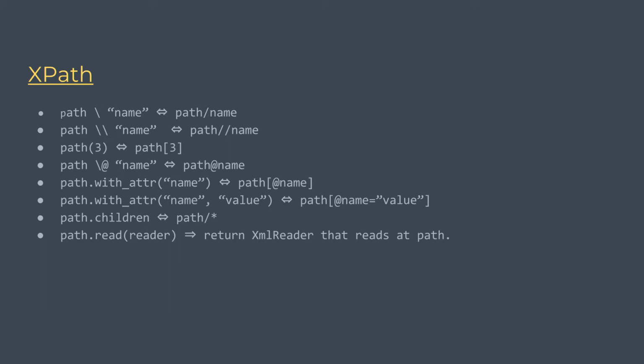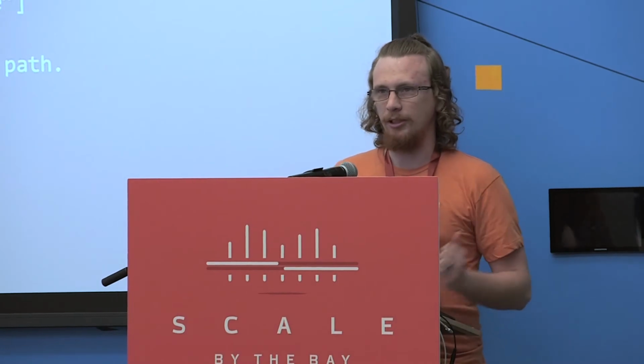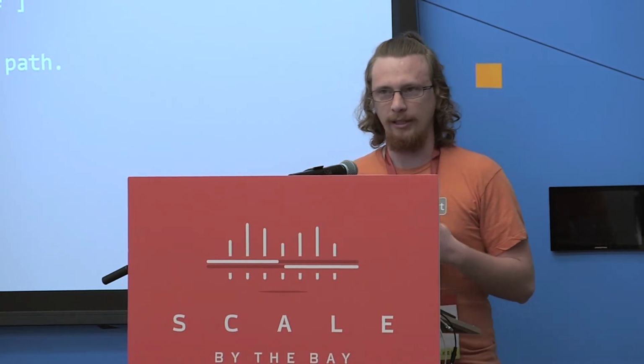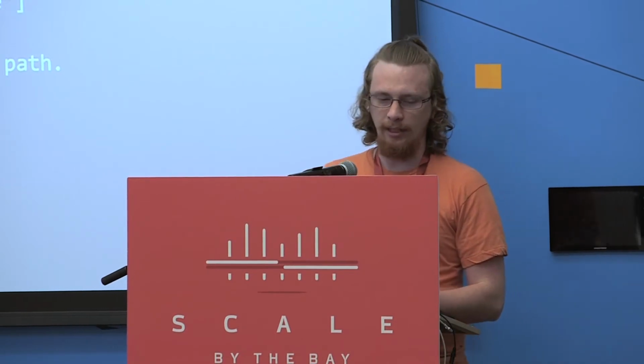With the single / you can access child elements. A double / you can access descendants. With parentheses, you can access the nth element of a list of elements. The @ operator allows you to access an attribute of an element. The with-attribute methods can be used to filter based on an attribute of an element, so either elements that contain an attribute or contain a specific value for an attribute. Children just gets a list of all of the children of an element.